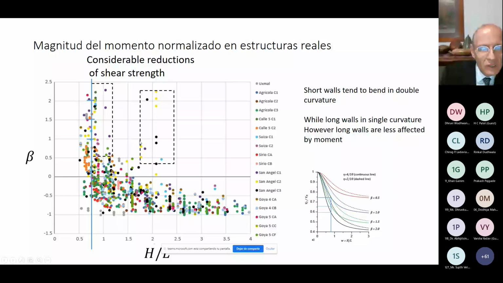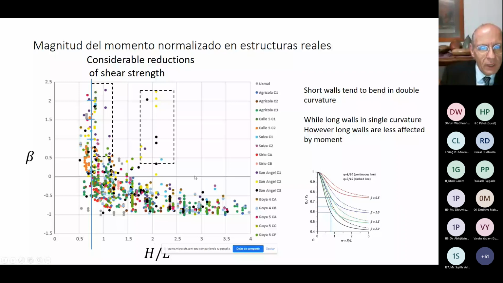There are few. This is good news, because it means that the shear moment interaction is important for few walls: those that are more or less slender and have large normalized moments. In all the structures that we analyzed, there are very few that are very slender and have large moments. These are the dangerous ones, because they could fail easily, as the shear capacity is reduced enormously. It can be as much as a 40% reduction of the shear capacity.